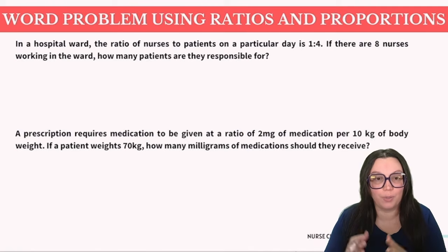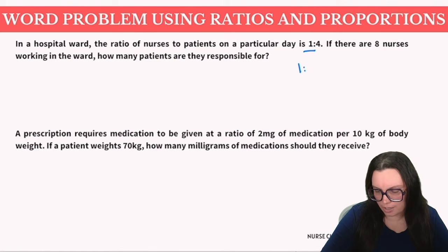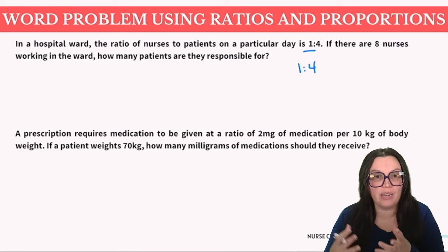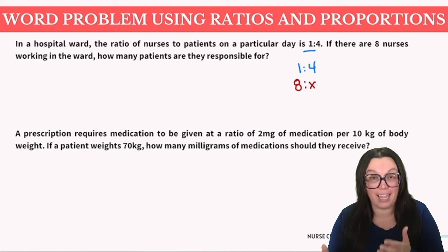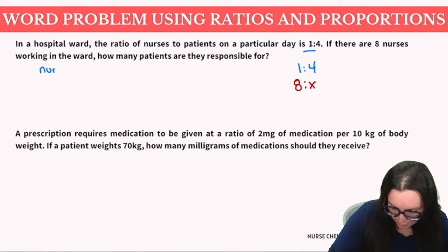So in a hospital ward, the ratio of nurses to patients on a particular day is 1 to 4. If there are 8 nurses on the ward, how many patients are they going to be responsible for? So we know we have 8 nurses, and we're trying to figure out how many patients they're going to have. So again, we're going to organize it. So we're going to put our nurses on the left, and we're going to put our patients on the right. And we're just going to plug in our ratios.